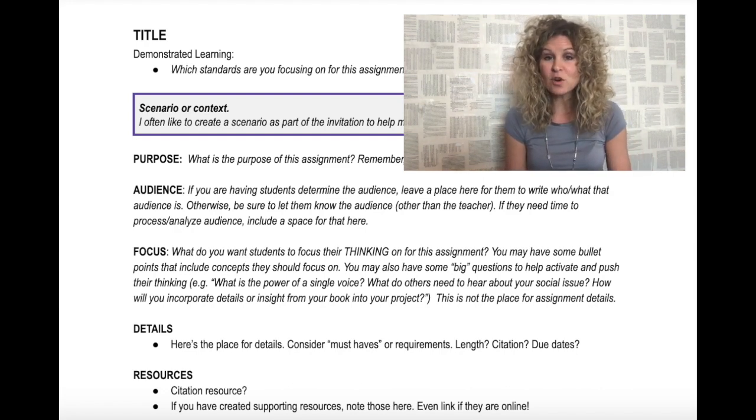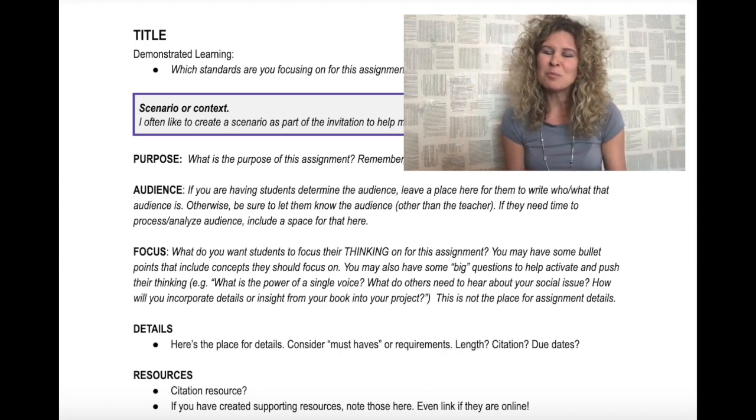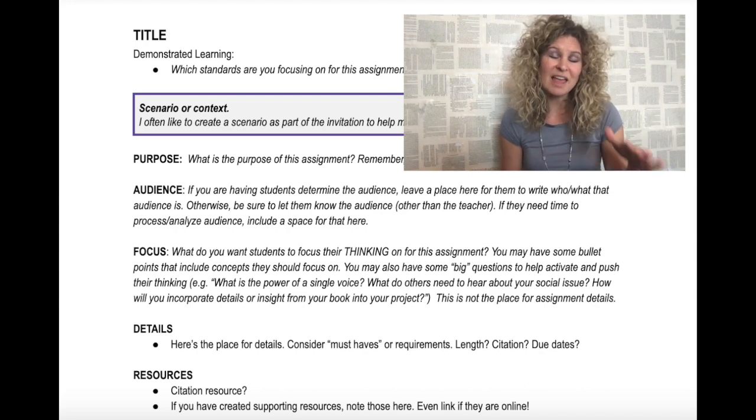And then in the focus part of this invitation, I really want to include some of the ways that students can focus on the thinking, right? So what's the cognitive work that I want them to do? It might be some big questions that I want them to answer. It might be some bullet points of some things I really want them to look at. But the focus is really on, again, the thinking. And again, that's going to be pretty tightly connected to those standards.